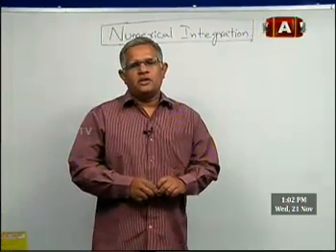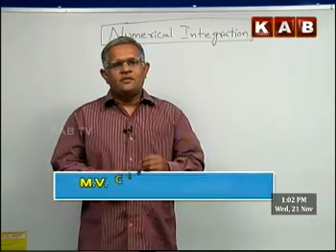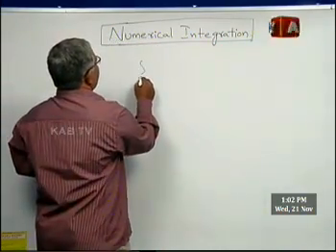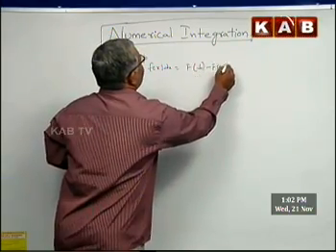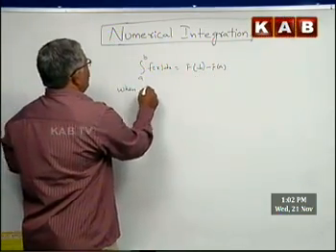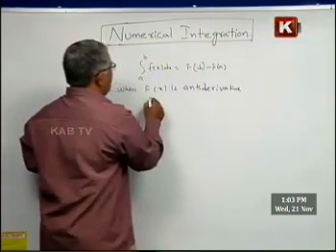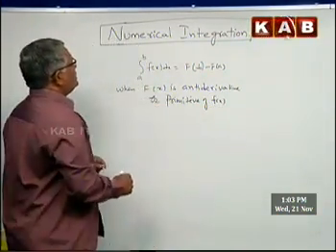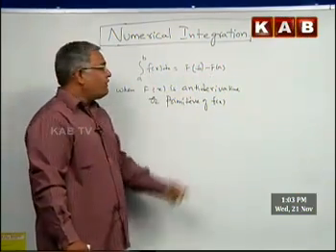We are taking up the chapter Numerical Integration, under which we are going to study the Trapezoidal Rule and Simpson Rule. First and foremost, let us see why we need this numerical integration. The fundamental theorem of integral calculus says the integral from a to b of f(x) dx is equal to F(b) minus F(a), when F(x) is the antiderivative or primitive of f(x). This is the fundamental theorem of integral calculus, based on which we are doing definite integration.